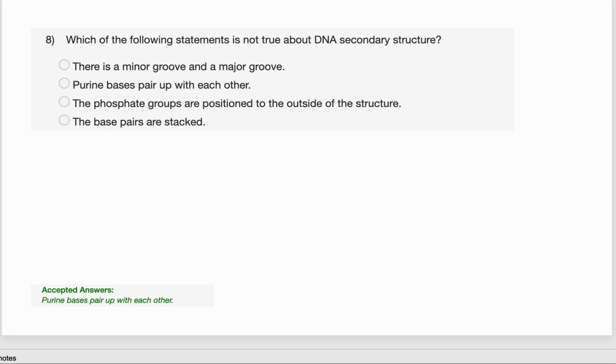So yeah, all the options are correct except the second one, which says purine bases pair up with each other. No, purine always base pairs with pyrimidine, and pyrimidine with purine.